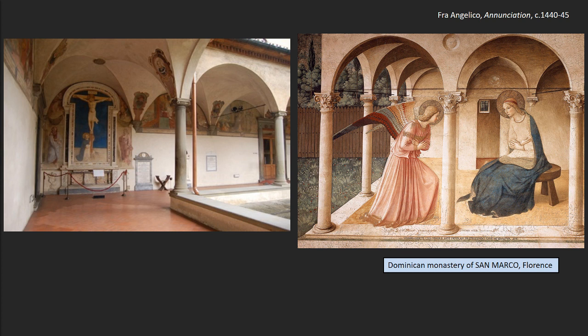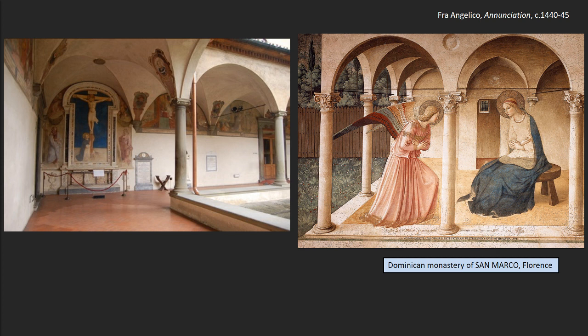Now remember, the Dominicans were one of our two mendicant orders, right? Remember the mendicants, the Franciscans and the Dominicans. What made them different from other monastic orders? Remember this? They lived in the city, right? And because they lived in the city, they didn't have enough room to be self-sufficient, so they were forced to rely on gifts, right?